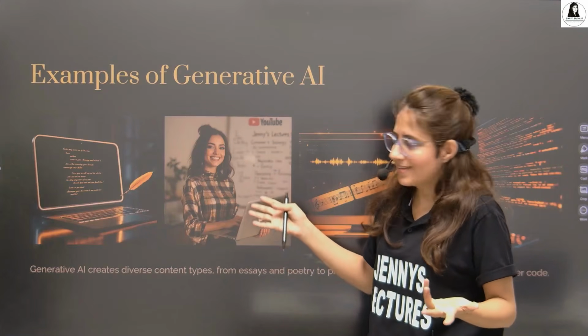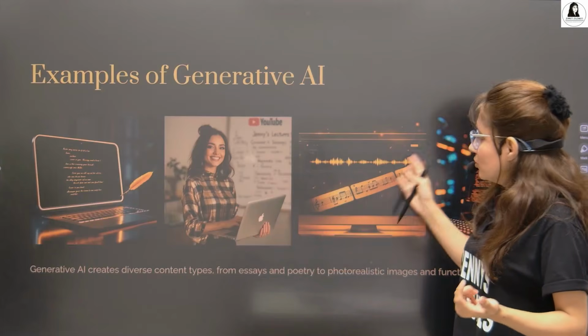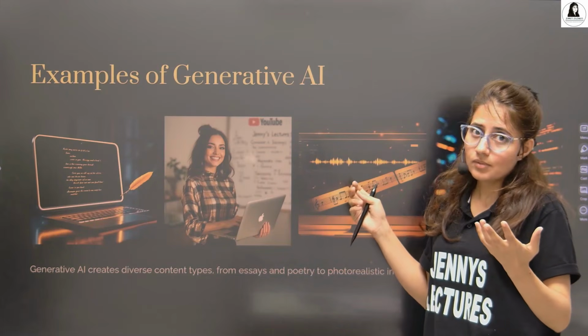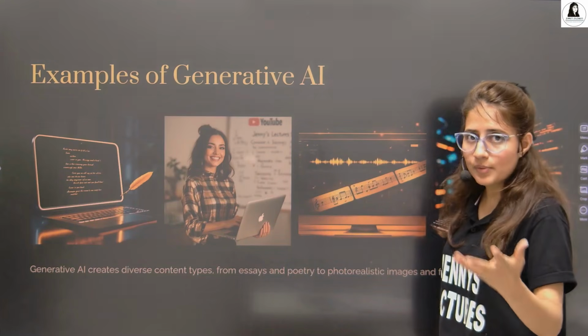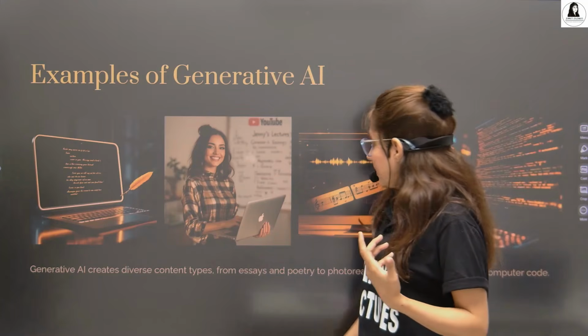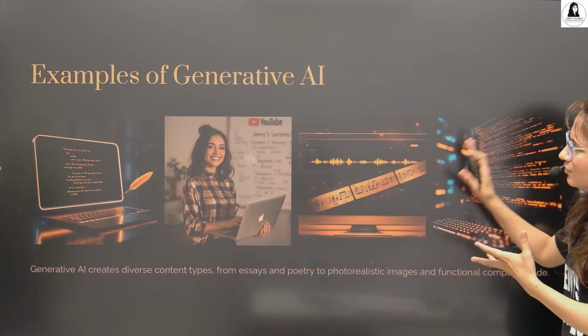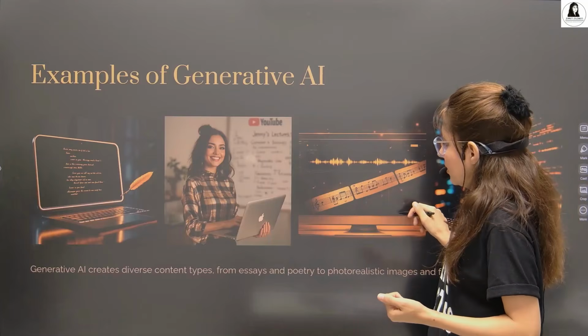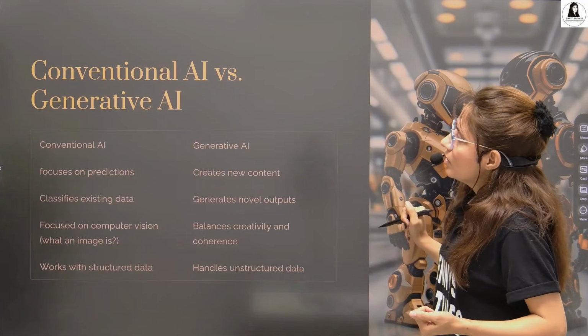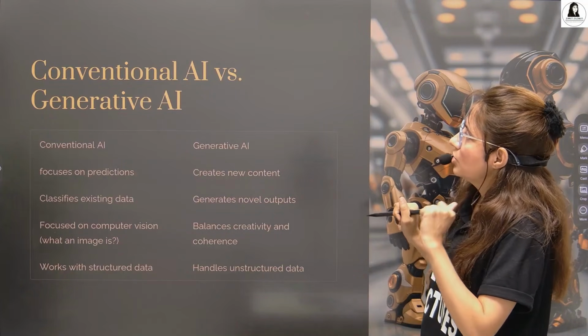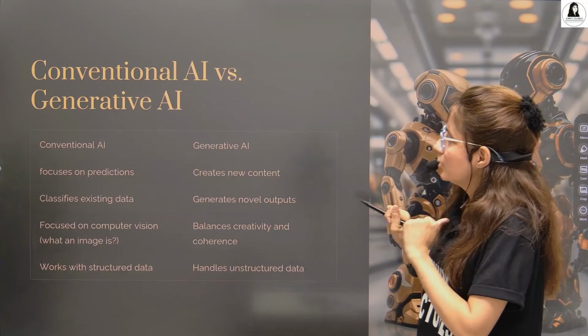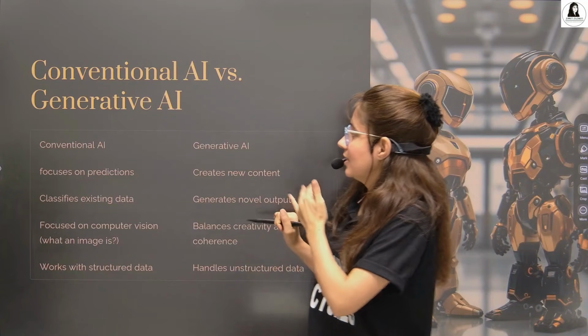Okay. Now music. This AI can also compose or generate music. Plus, they can write code as well. You can use GitHub Copilot. These are a few examples of generative AI. Okay. Now, conventional AI versus generative AI. So, conventional AI system versus generative AI system.